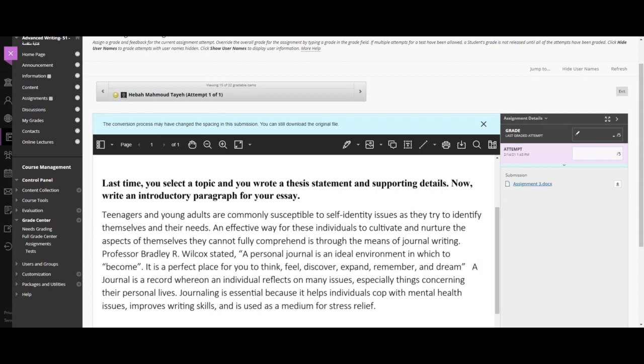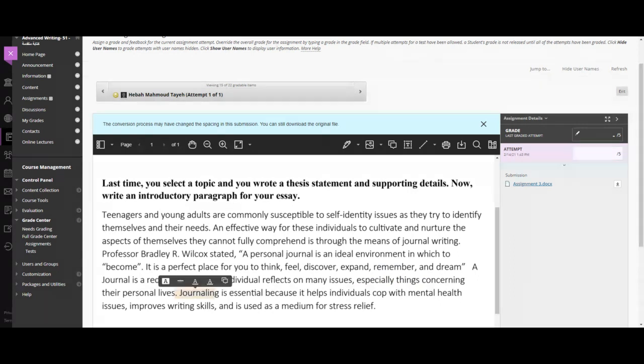Okay, Hiba? We use these words in legal context, right? And we call them archaic terms. Archaic terms. That means old terms, and they are not usually used in academic writing nowadays. They are only used in legal writing, especially in contracts and so on. All right? An individual reflects on many issues, especially things concerning their personal lives.